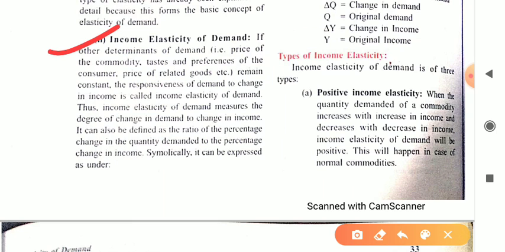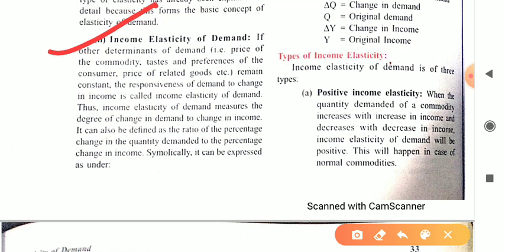Now next is income elasticity of demand. Dear students, income elasticity of demand basically represents the percentage change in quantity demanded of a commodity due to a percentage change in the income of a consumer, when all other things remain constant, like all other variables of demand. You are all familiar with the demand variables like taste, preference, price of related goods, and price of the commodity. When all these variables remain constant, and quantity demanded changes due to a change in income, it is calculated by income elasticity of demand.